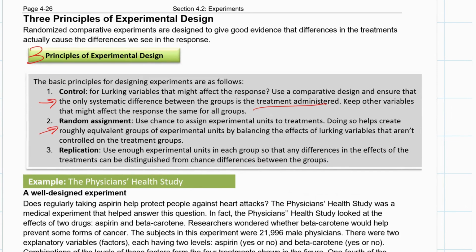We use random assignment to help eliminate possible bias, getting roughly equivalent groups. And the third thing is replication. Let me summarize this. We need many experimental units. The more units that we have, the more likely it is that we're going to be able to see a difference if there is actually a difference between the groups.